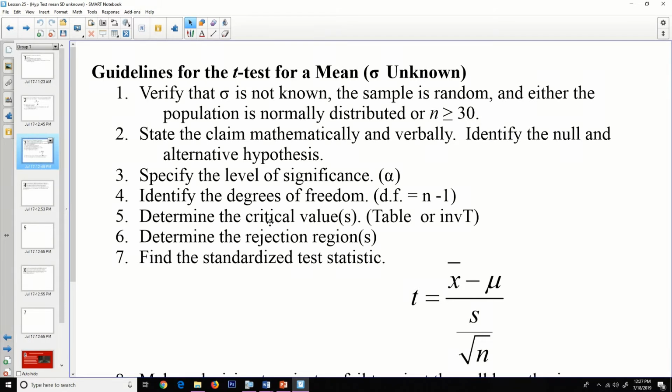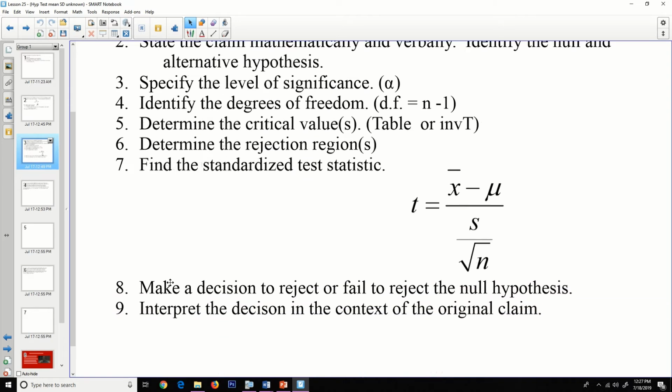We're going to determine the critical values, and you do that either by a table or the inverse t. And then we're going to determine the rejection regions. We're going to find the standardized test statistic. We're going to make a decision to reject or fail to reject the null hypothesis, and then we'll interpret the decision in the context of the original claim. So none of this stuff is really new. We've done t-tests before when we were doing confidence intervals, so that's not anything new. So let's get right to it here.